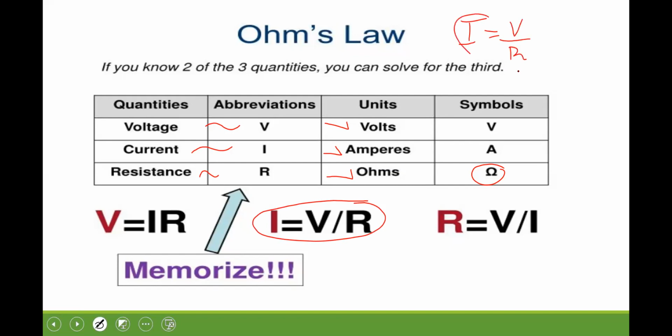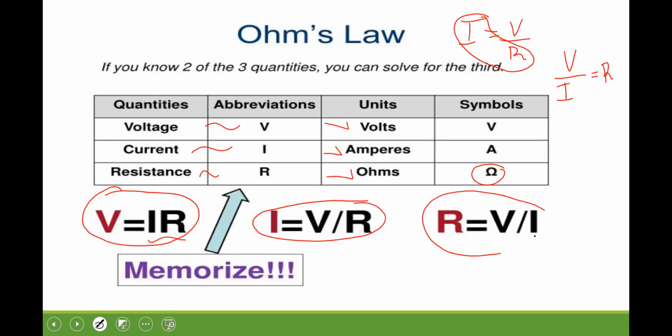If you multiply I with R, you get V. So this is the second one. And if you change V over I, it equals R also. If you change them, you will get the third one. So if you know the current and the resistance, you can find the voltage. If you know the resistance and the voltage, you can find the current. And if you know the current and the voltage, you can find the resistance.